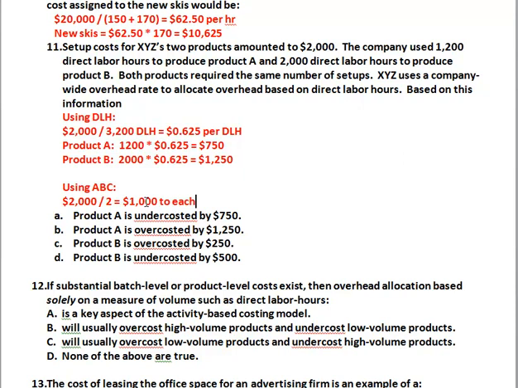This would be correct. So for product A, if you use direct labor hours, then you have undercosted product A by $250, right? $1,000 is correct. $750 is what you would give it using direct labor hours. So there's your difference of $250. For product B, what's correct is $1,000. You would allocate to product B $1,250, so you gave it too much, so product B has been overcosted by $250.